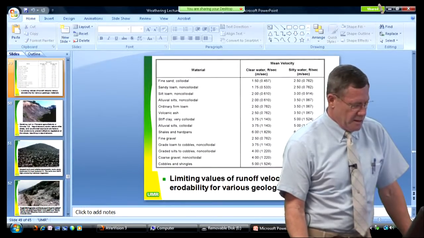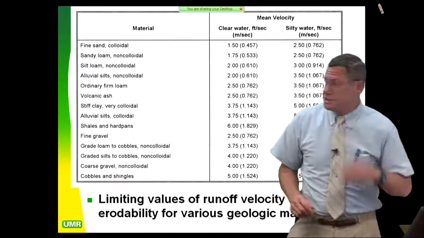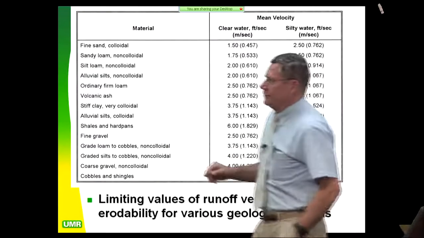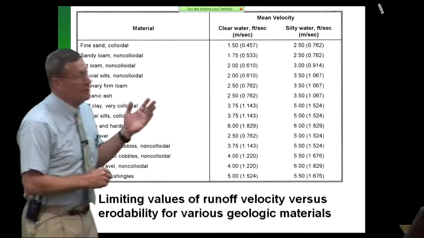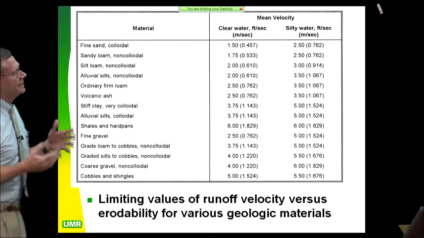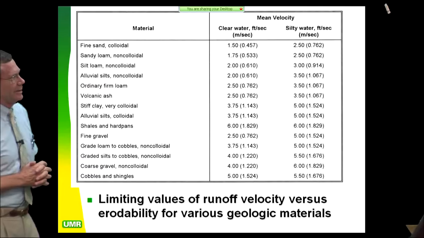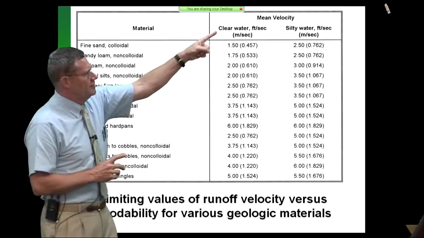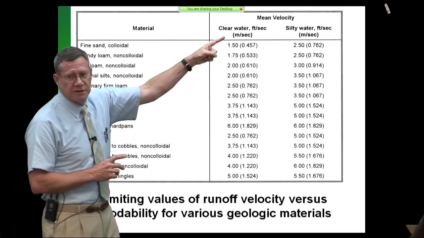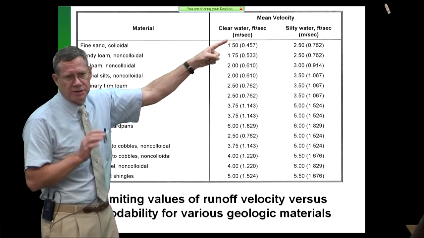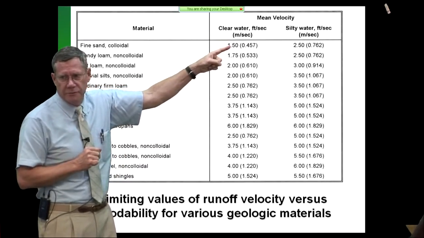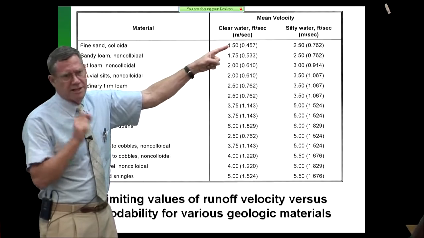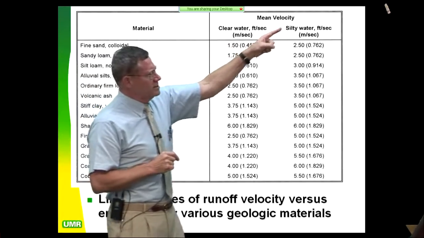So this chart is something we use all the time in the profession. It's a Corps of Engineers publication. And there's two things I want you to see here. One is there's clear water numbers right here, which only exist in civil engineering laboratories where they have distilled water flowing through flumes. So that's a nice theoretical number. And then right here is the one that's silty water.